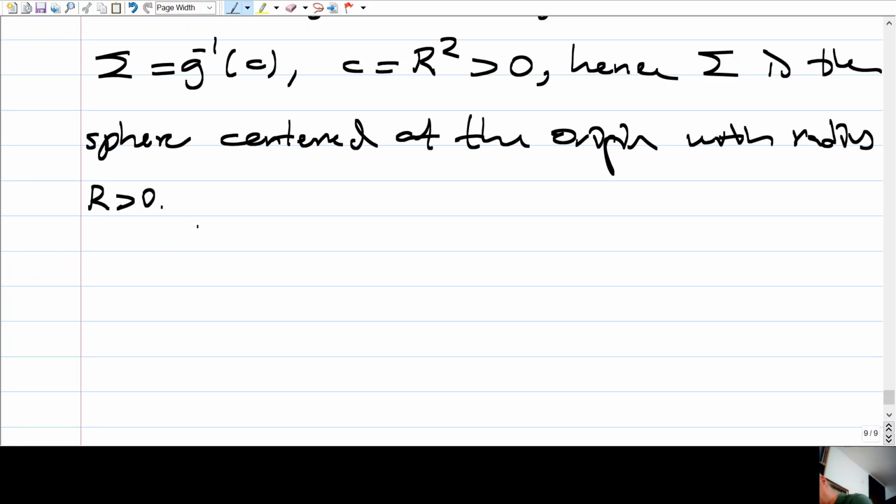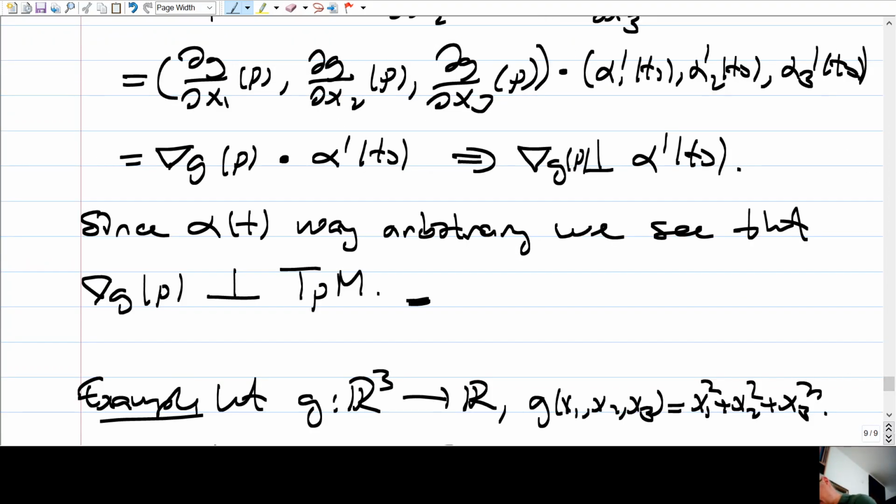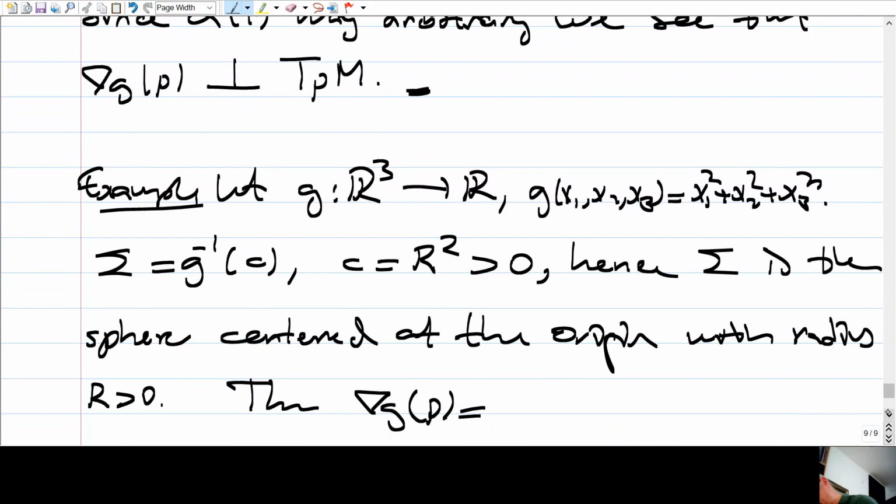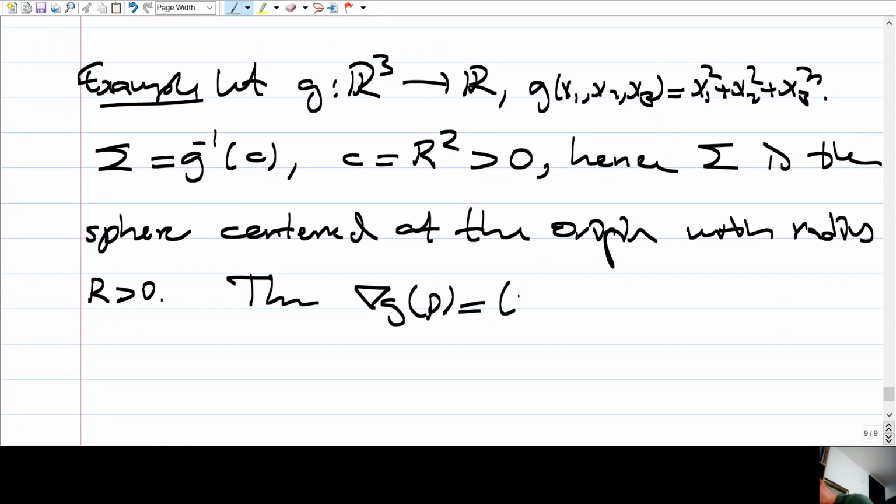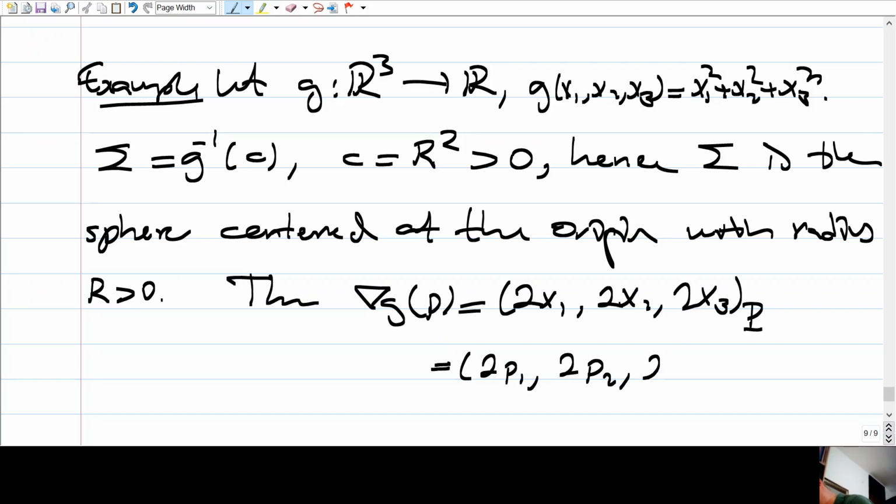So what is the gradient then? The gradient at any point is what? I'll just take derivatives of this function with respect to x, y, z. So this is just 2x1, 2x2, and 2x3 at the point P. So this is just 2 times P1, 2 times P2, 2 times P3, since P is the point P1, P2, P3.